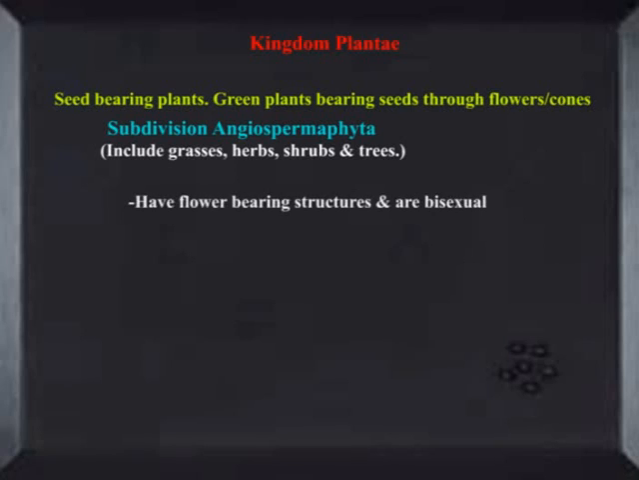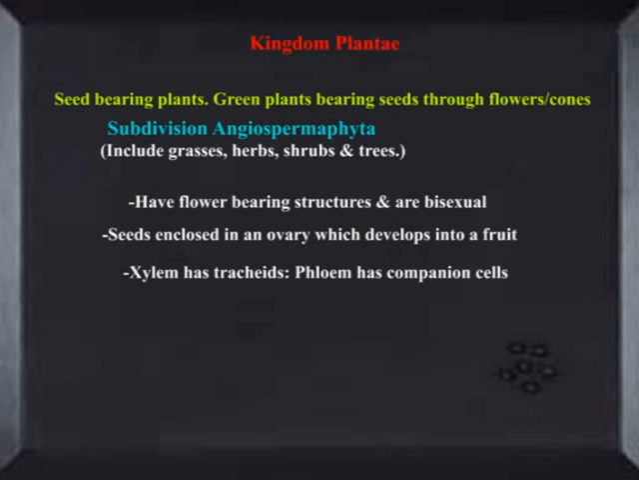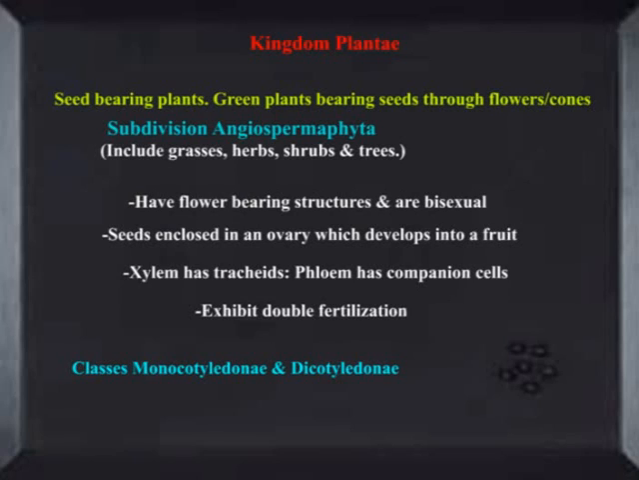They are flower-bearing and are usually bisexual. The seeds are enclosed in an ovary which develops into a fruit. Xylem has tracheids and vessels, while phloem has companion cells. They also exhibit double fertilization. Now, this group is divided into two distinct classes, namely the Dicotyledonae and Monocotyledonae.